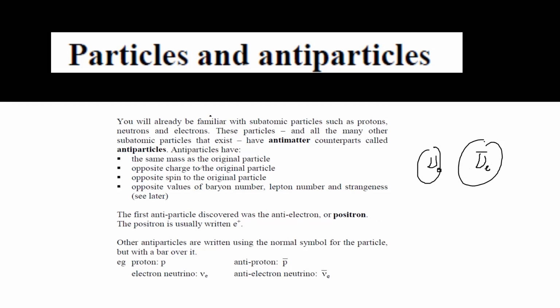So what will be the difference between them? They have the same mass, the same magnitude of charge but opposite sign, and they have opposite spin to the original. What does it mean? If one is rotating clockwise, the other rotates anti-clockwise. And they have opposite values of baryon number, lepton number, and strangeness number.